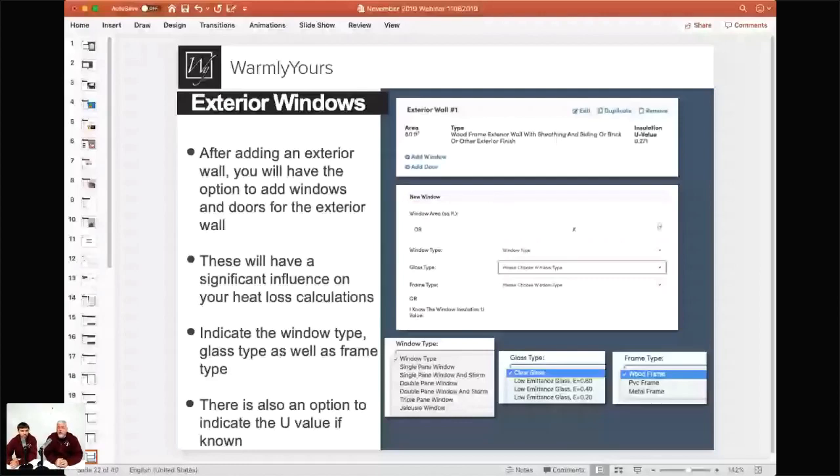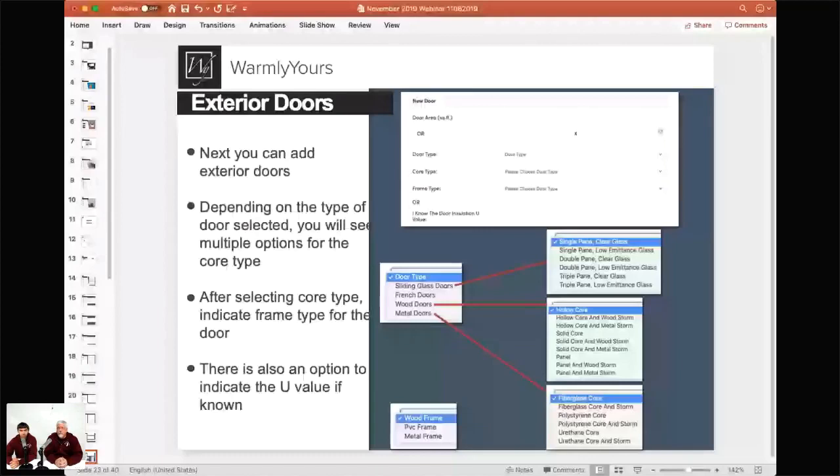So exterior doors. Similar type, similar approach, follow the prompt, pick the closest. If you know the exact information, great. If you don't have exact information, pick the closest or worst scenario option, just so we can dial those heat loss numbers to be the closest to the accurate, to the closest to the realistic numbers.